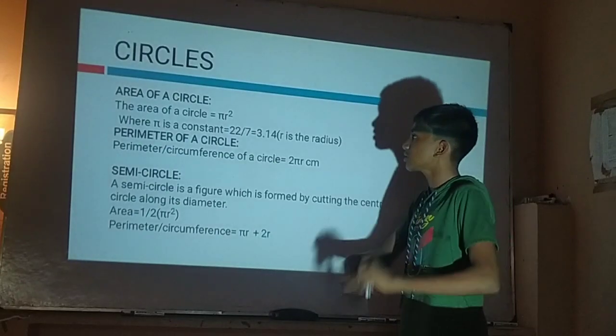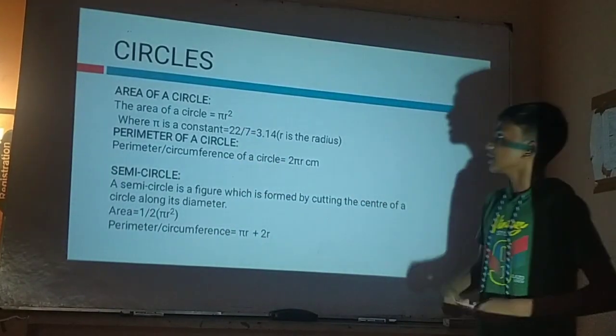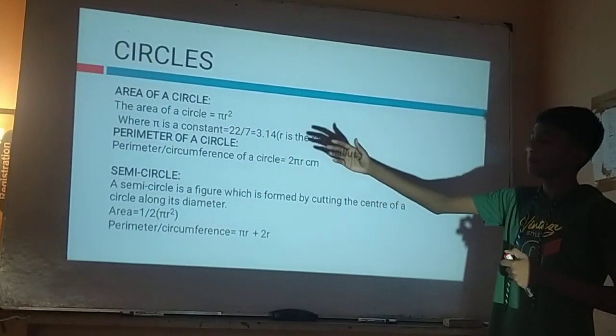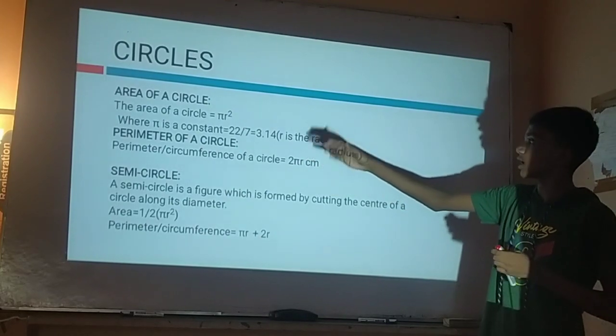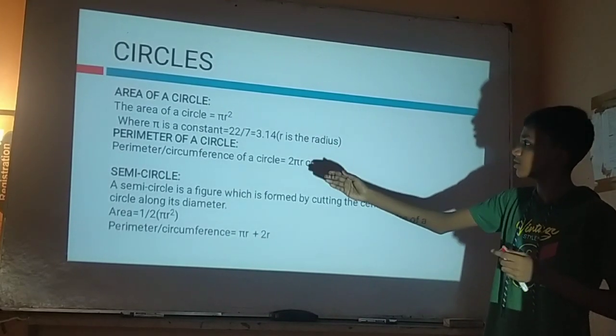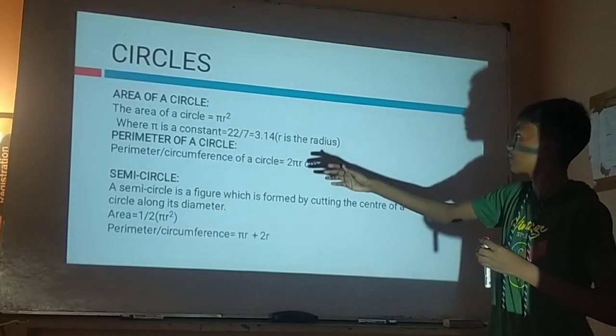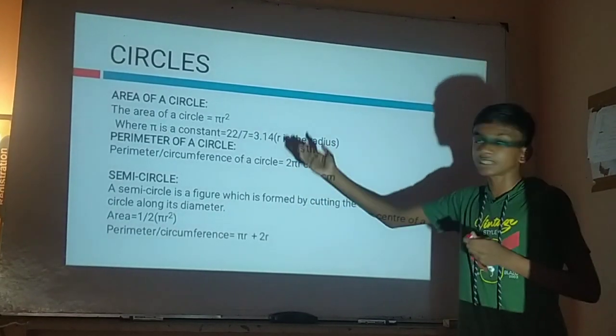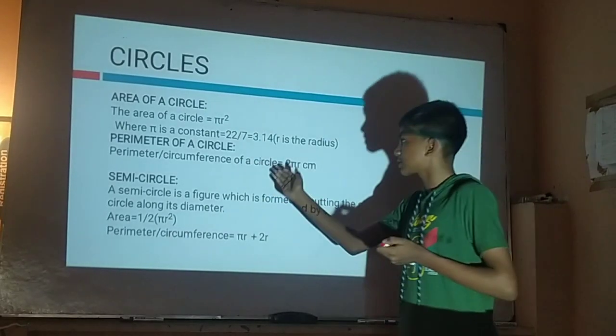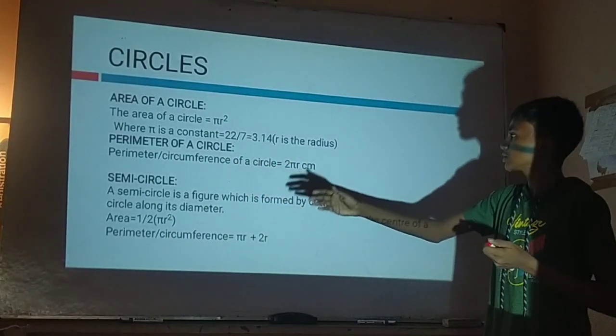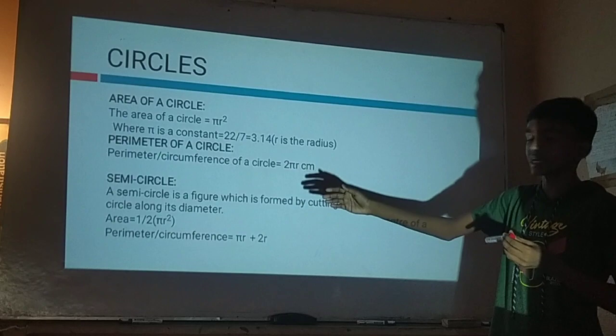Now, let us talk about the area of a circle. The area of a circle is pi into r square, where pi is a constant which is equal to 22 by 7 or 3.14, and r is the radius. Perimeter of a circle: the perimeter or circumference of a circle is 2 pi r centimeters.